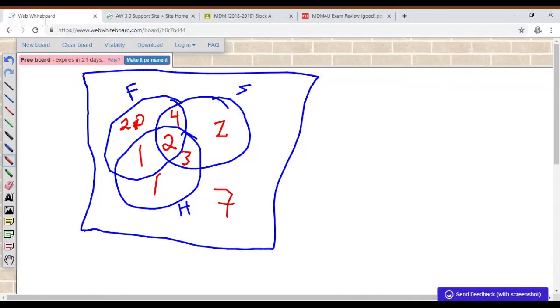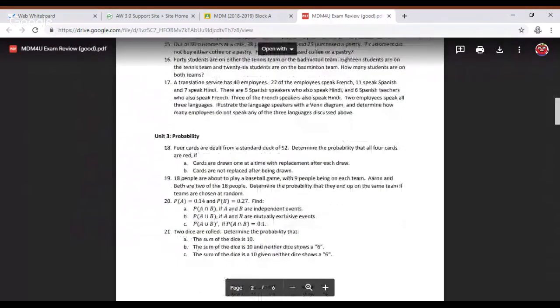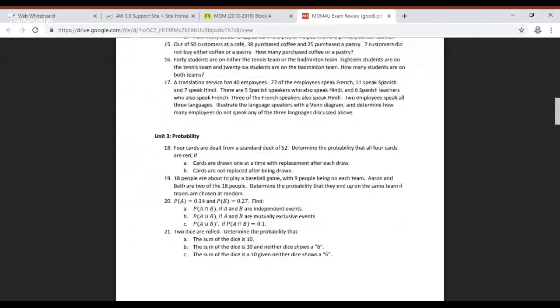Number 20, with the probability of A and probability of B, independent events, mutually exclusive events, and so on.